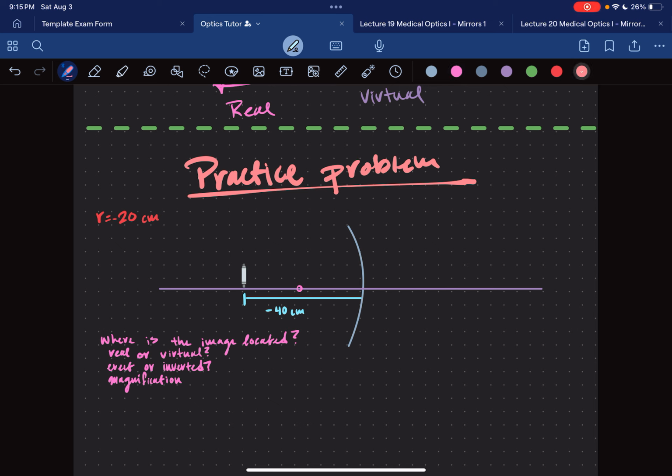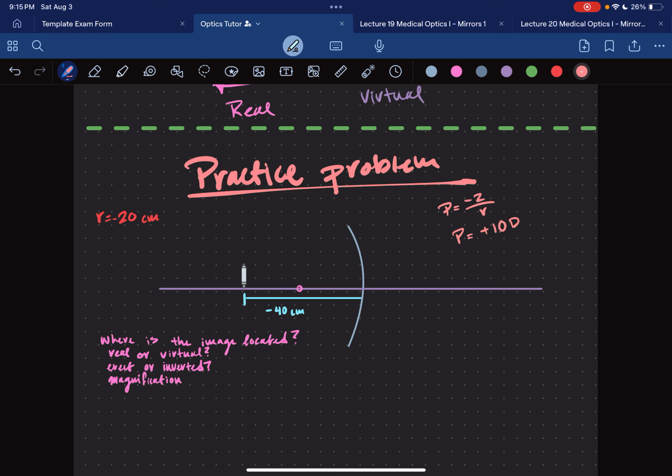We're going to cruise. So we have the radius of curvature, and if we're trying to find the power, we're going to do -2 over r, because remember, we're in air, so we don't need to worry about n. So -2 divided by -0.2. That's going to give us a power of a positive 10 diopters.